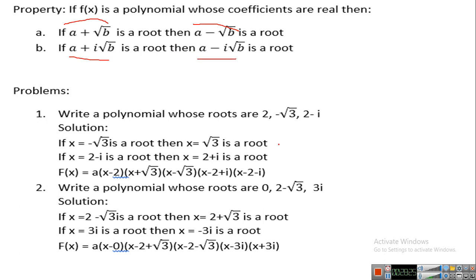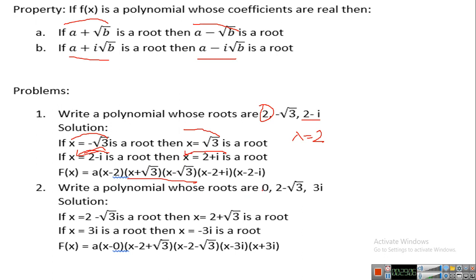Now write a polynomial whose roots are 2 minus radical 3, 2 minus i, x equals minus 3. Because x equals minus radical 3 is a root, its conjugate, x equals radical 3, is a root. If you have x equals 2 minus i as a root, its conjugate 2 plus i is also a root. Concerning x equal to 2, it's a real number, an ordinary integer, so you keep it as it is. You have x minus 2, because x equal to 2, you take it to the other side, minus 2. And you have x plus radical 3 into x minus radical 3, and x minus 2 plus i and x minus 2 minus i.